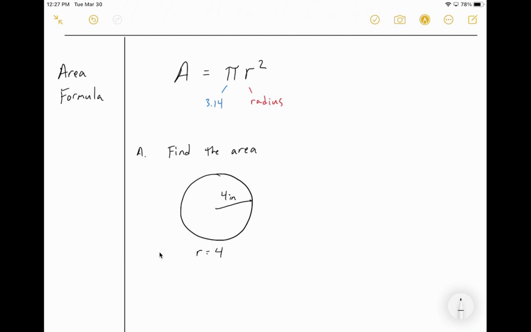So now let's again use the formula. Now, some people will get confused. It's easy to get confused between yesterday's formula and today's formula. Okay, yesterday's formula was C equals pi d, pi times diameter. Today's formula is area is equal to pi times radius squared.